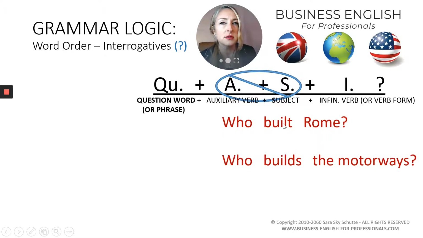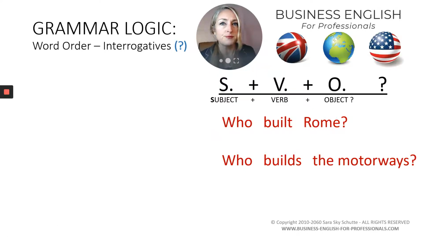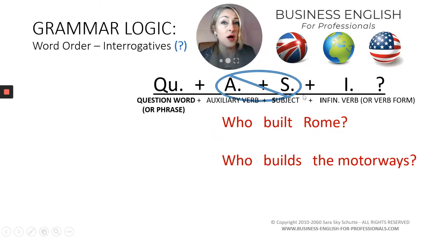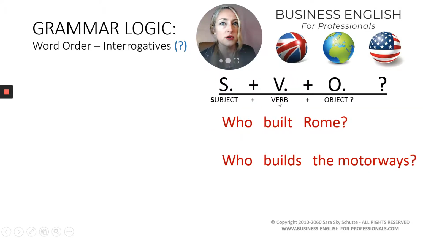Simple past. This is present simple, and we're using who, third person singular, like he, she, it builds. This is a present simple. We will look at this soon. Who builds the motorways? So basically this doesn't follow the quasi form anymore. It follows subject, verb, object. Who built Rome? Simple past. Who builds the motorways? Present simple.